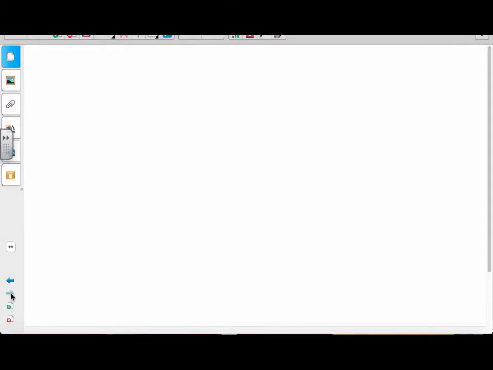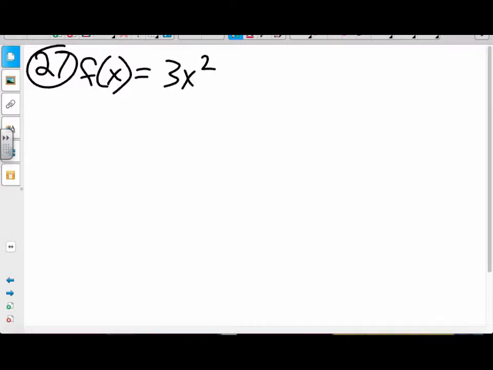Find the vertex and the axis of symmetry of the graph of a function, then rewrite the equation in vertex form. All right, so this is a good one. We've got number 27, and they give us f of x is equal to 3x squared plus 5x minus 4. When they say write it in vertex form, that's what I showed you on the previous problem, what the vertex form was.